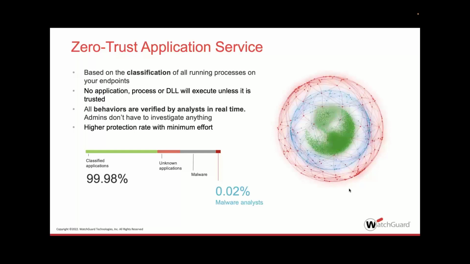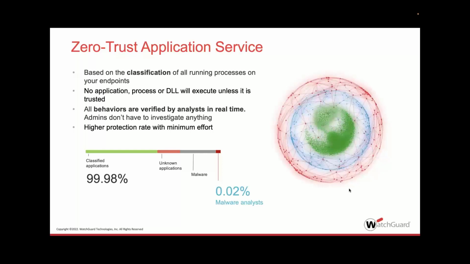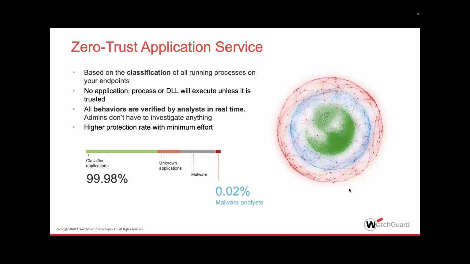In most cases, we classify binaries in minutes because we have several ways to automate that analysis and that determination. But if the automated system cannot decide, and that happens in 0.02% of every file that we receive daily, we have malware analysts. So there's an analyst and service component to this. That's why it's a zero trust application service. So it's not only technology driven.